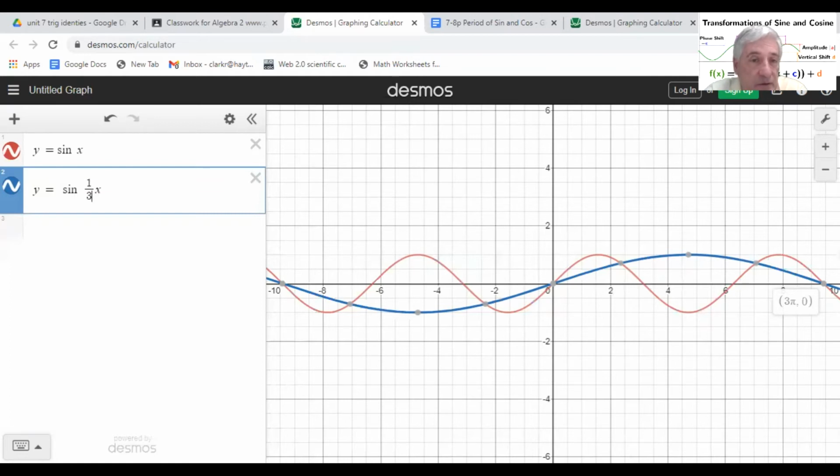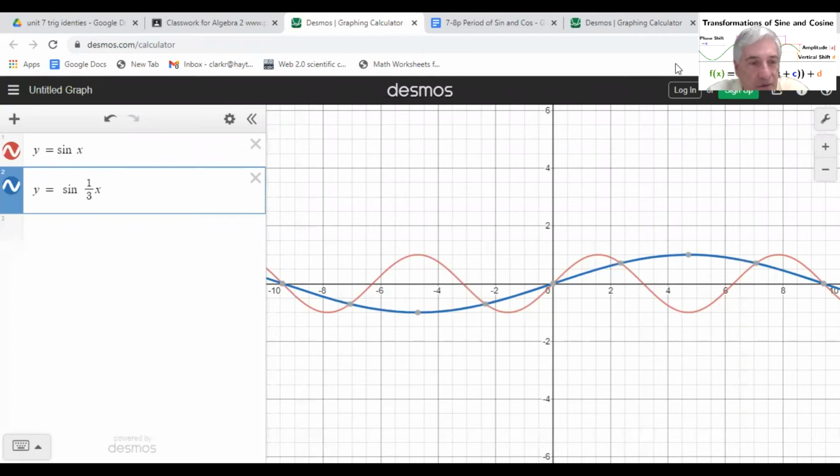360 times 3. Yes, get it on your calculator. I got 1020, but let's check my math. 1020 is not right? Well, that's why I'm always telling you to check my math. Sometimes I want it checked because I know I gave you a false answer. And sometimes, like that time, I just wasn't thinking well. 360 times 3 is 1080. So our new period is 1080 degrees.